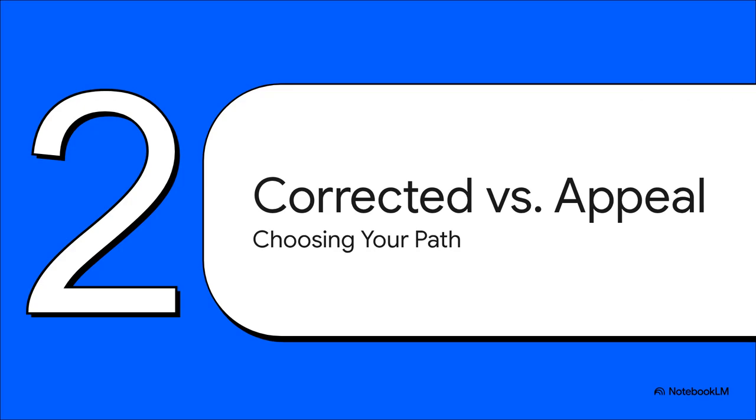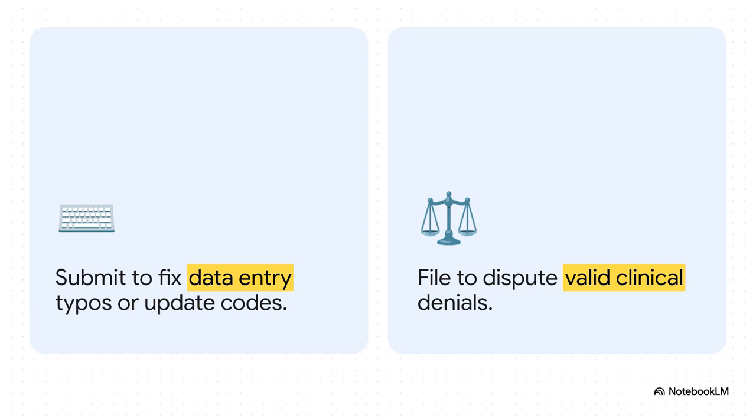Moving on to Section 2, Corrected Claim or Appeal. Knowing exactly when to send a corrected claim versus when to file a formal appeal is a massive decision-making point. Getting this wrong will trap your claims in endless denial loops. The crucial takeaway here is that you submit a corrected claim just to fix simple billing errors. But you must file a formal appeal when you need to actively argue against a payer's clinical or contractual denial using supporting evidence.